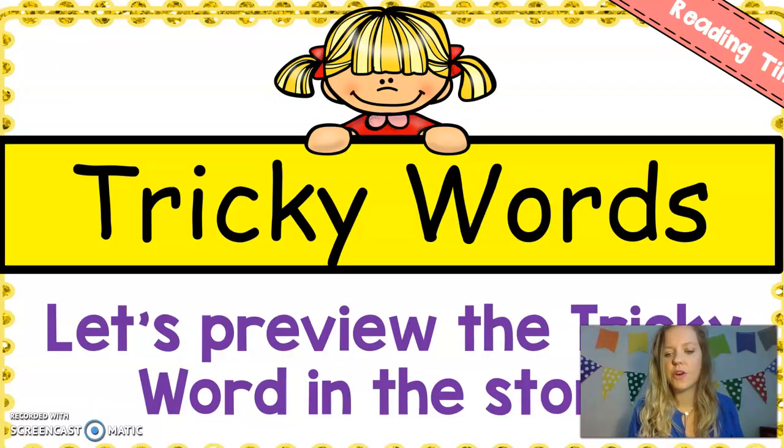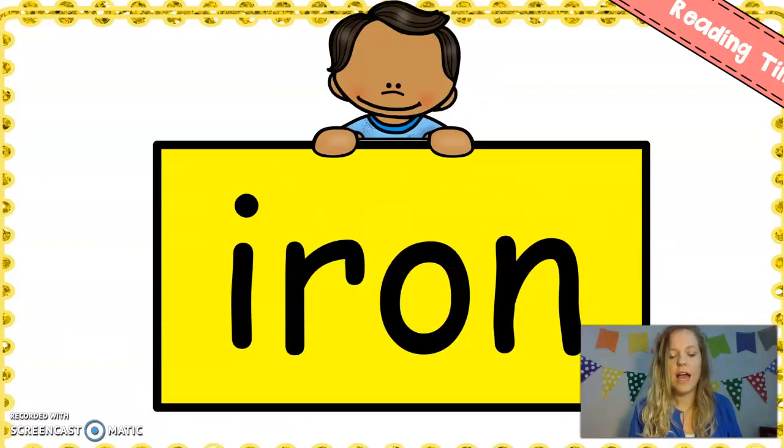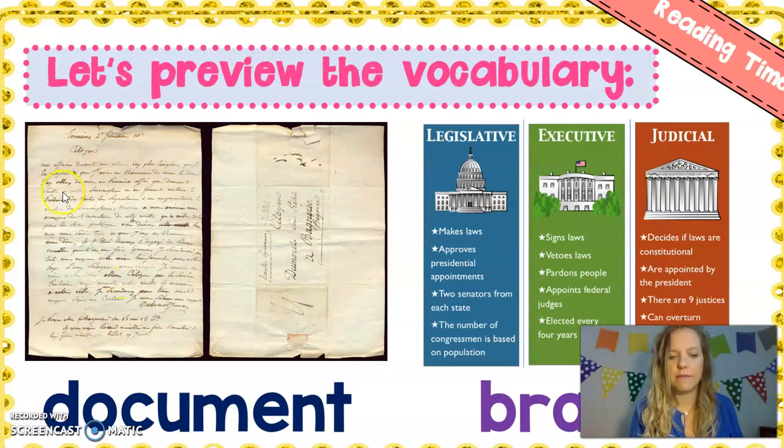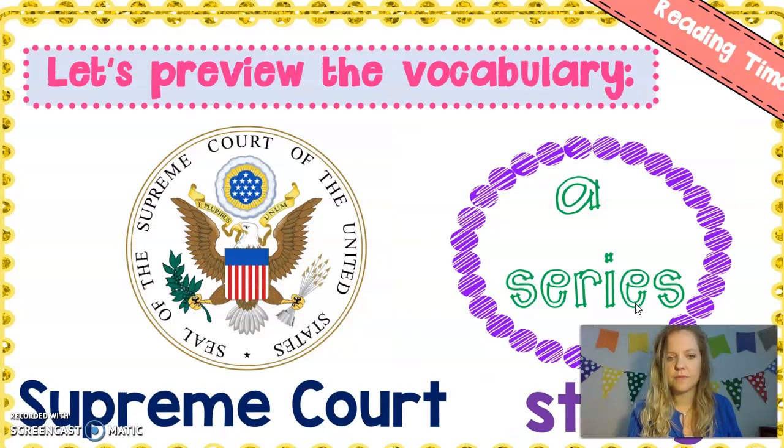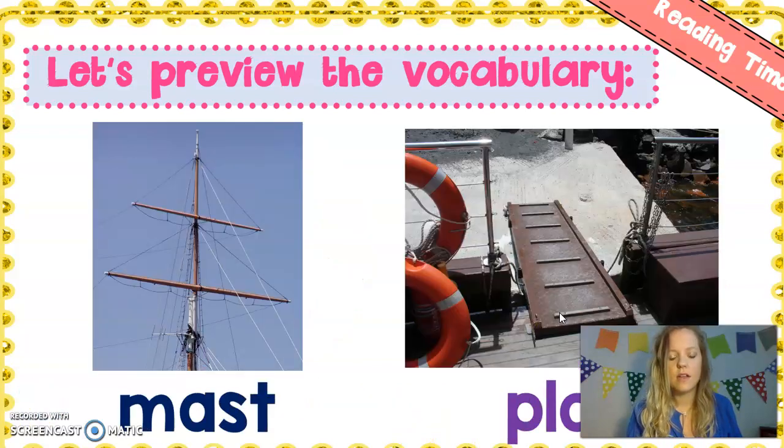Let's preview the tricky words in the story. We're going to have the word iron, document. There's a picture of what a document is, and branch. There are different branches. We have the legislative branch, executive branch, and the judicial branch. You can pause to read what each branch does. Let's preview the vocabulary. We have Supreme Court, instring, mast, plank.